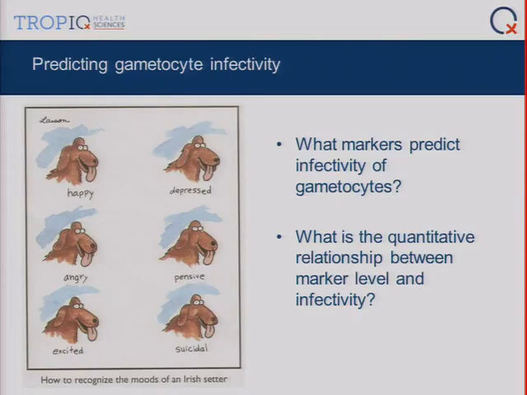So we're interested in identification of markers that predict infectivity and to look at the quantitative relationship between the expression of that marker and infectiousness of a gametocyte. So what does it mean if you inhibit the expression of a luciferase reporter gene by 50%, or what does it mean if you inhibit the number of exflagellation events by 50%? Does that mean that you have 50% less transmission, or is that correlation more complex?